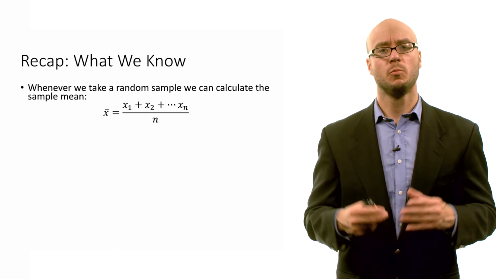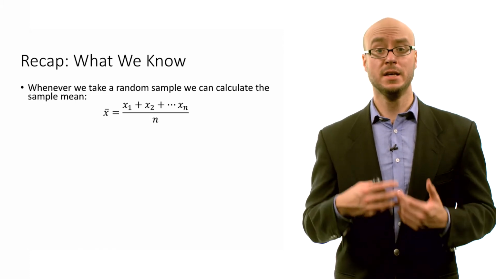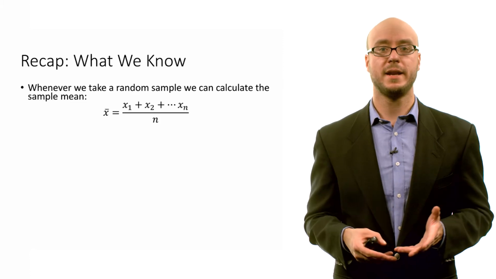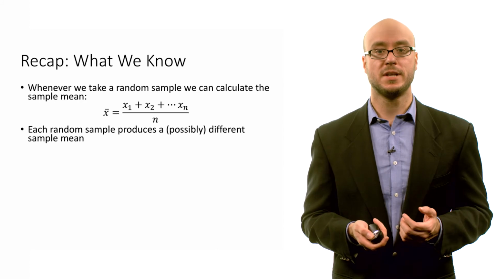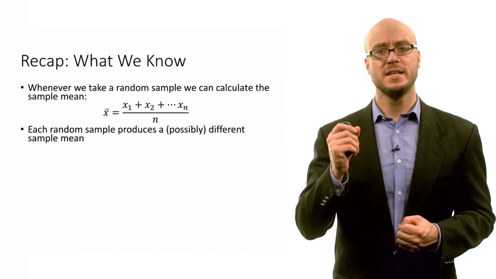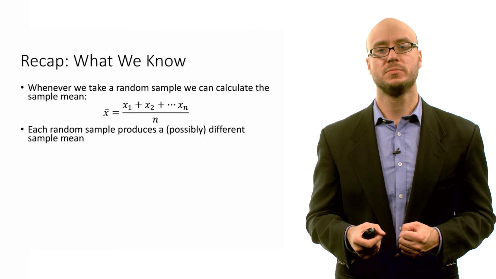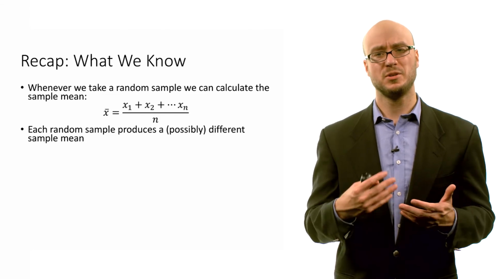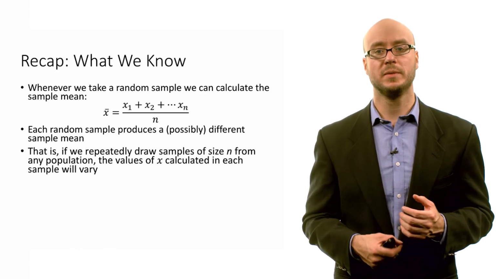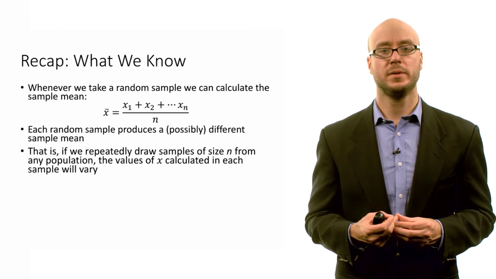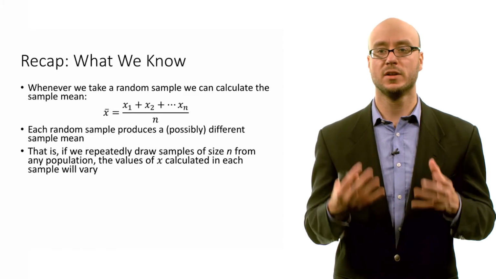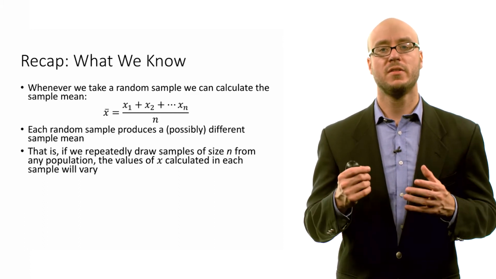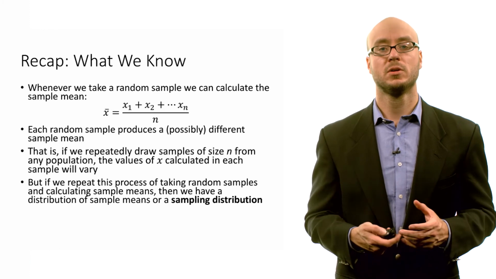So to recap what we know about the sampling distribution so far, whenever we take a random sample, we can calculate a particular sample mean. We've done this many times. You just take all the values and divide by the sample size, and that's x bar. This is a point estimate for the population mean. Keep in mind that each random sample is going to produce a possibly different sample mean. That is sampling variability. To put it another way, if we repeatedly draw samples of size n from any population, the values calculated in each sample will vary.